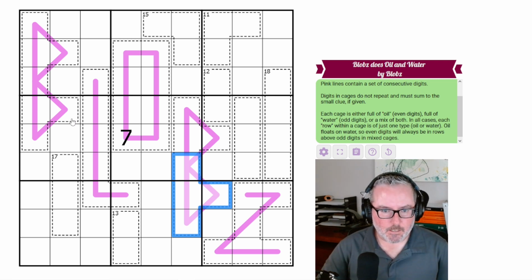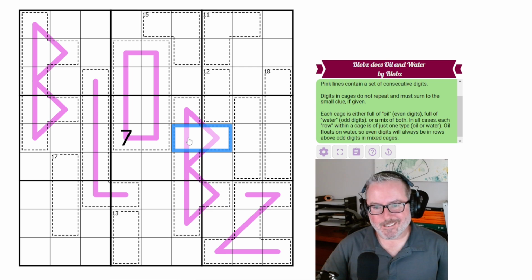I think it's the exact same thing up here as well, because if we were to put any more water, we have to put water in all of these. So therefore, these can never be water. So these are all oil.